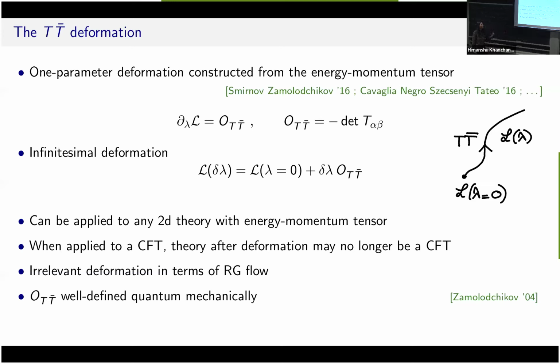And in two dimensions, this operator O TTbar is well defined at the quantum mechanical level. This is a non-trivial statement because when you take this operator, you need to take two copies of the energy momentum tensor at coincident points. This is not necessarily well defined because you might have divergences that appear, but it has been shown that this operator is well defined at the quantum mechanical level, at least for dimension d equal to 2. It's not known yet how to define TTbar deformations at the quantum level for theories in higher dimensions.